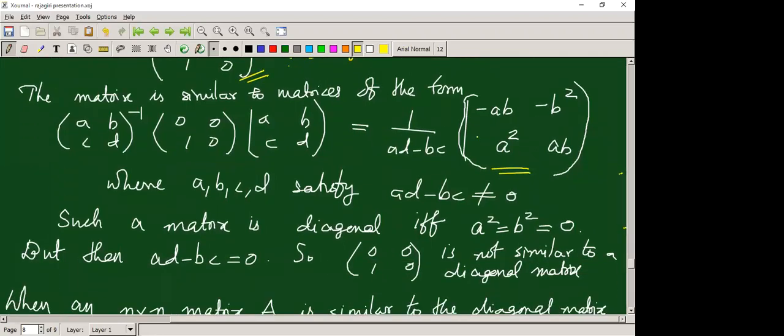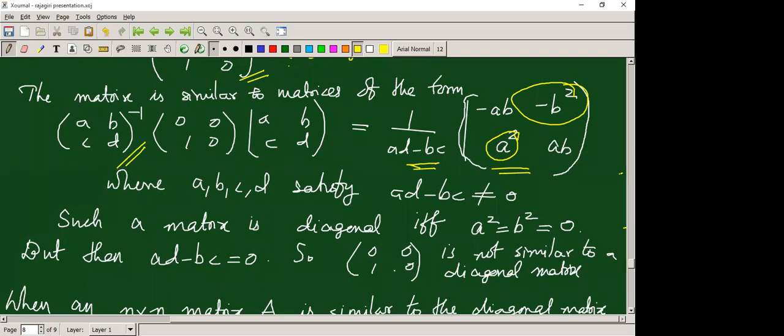So this is a diagonal matrix if A square and B square is equal to 0. The obvious condition is that the diagonal elements should be 0. So A square and B square should be 0. A square and B square equal to 0 implies A and B are 0. So AD minus BC is equal to 0. But we are considering invertible matrices only, because A, B, C, D is an invertible matrix.